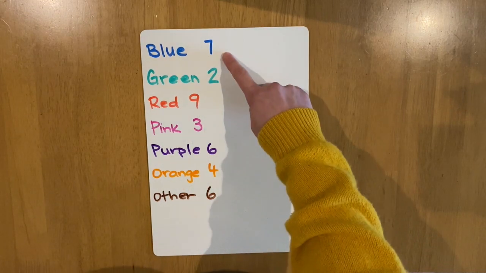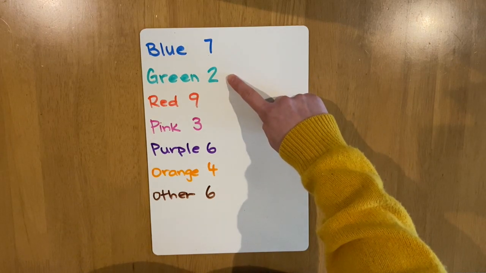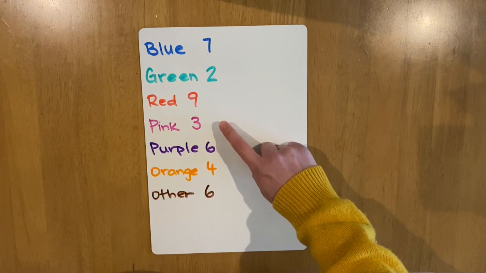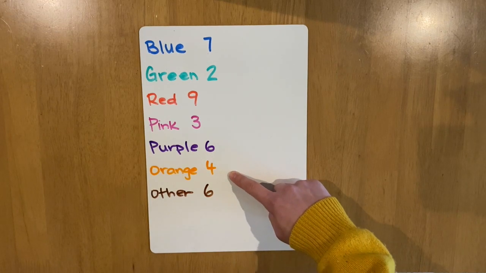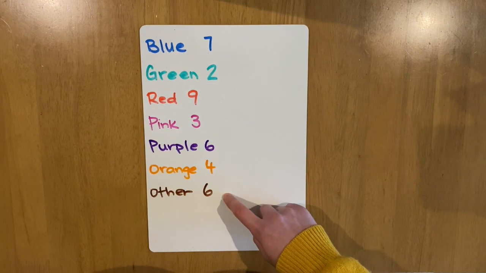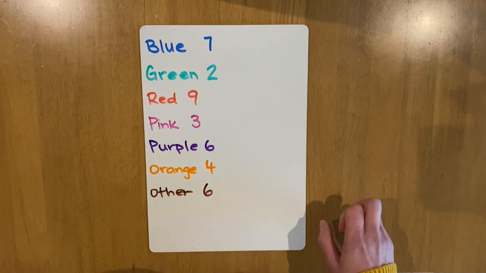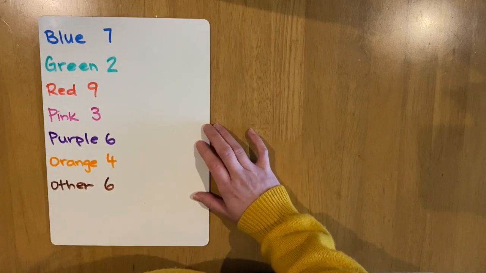So 7 children like blue, 2 children like green, 9 like red, 3 like pink, 6 like purple, 4 like orange, and 6 children like another color that wasn't on this list. So we are going to take this information and turn it into a block diagram.